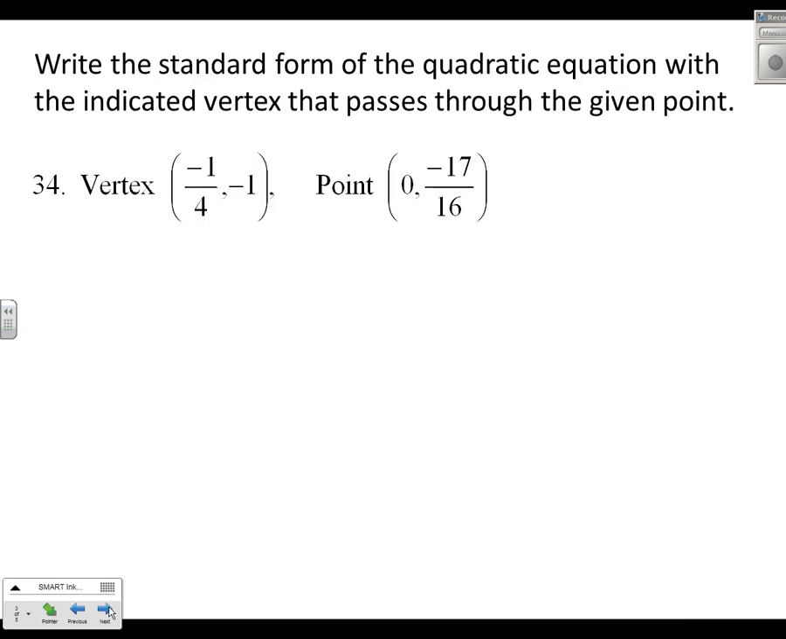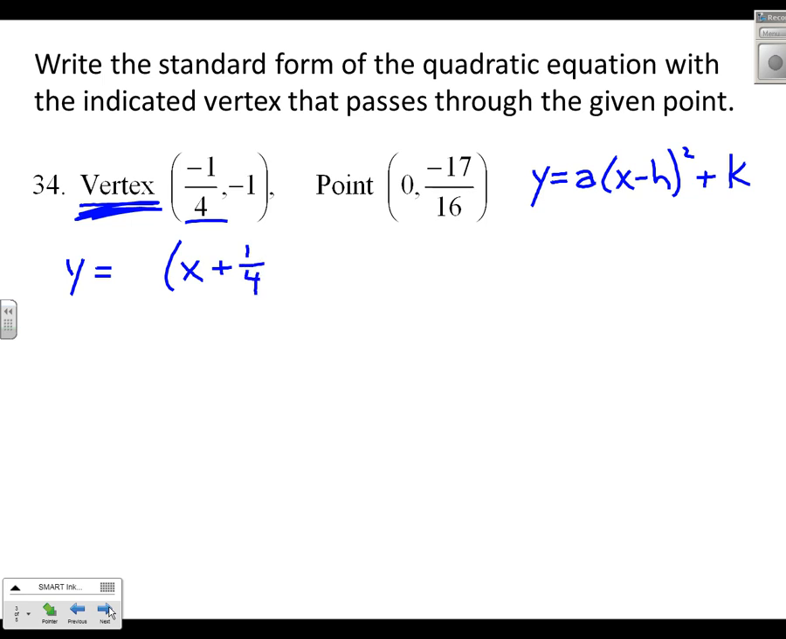Okay, write the standard form of a quadratic equation. So I am looking to put this in y, or f, equals a times x minus h squared plus k. I want that form. Well, if they give me my vertex, I've already got this. y equals something times x minus the x coordinate. So that's x minus negative, or x plus 1/4, squared, plus the y coordinate, plus -1, minus 1. What I don't know is what multiplier is working here for me.